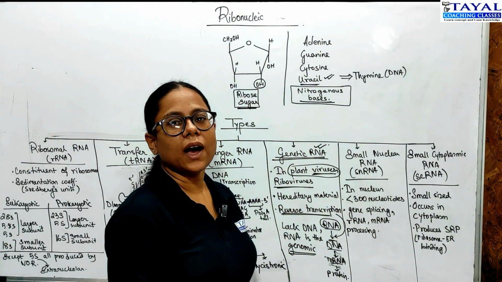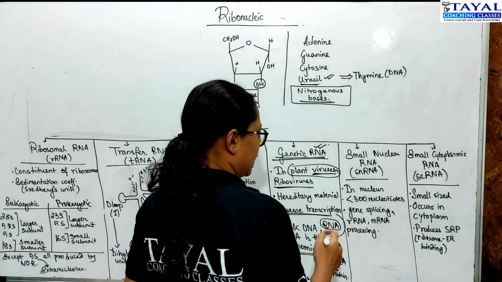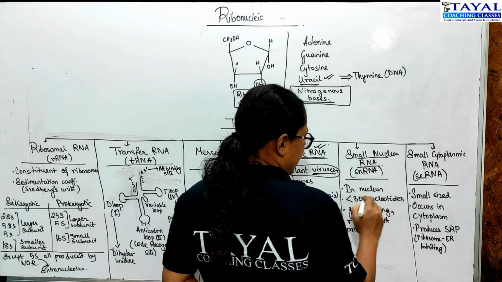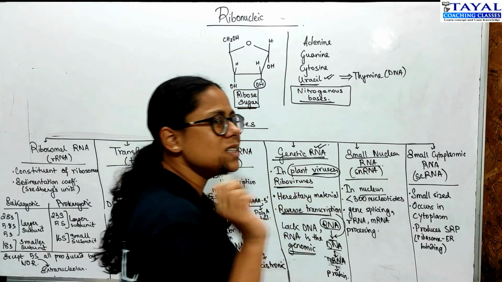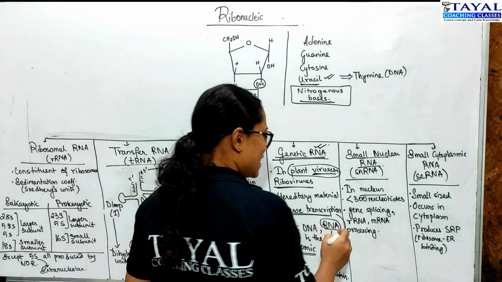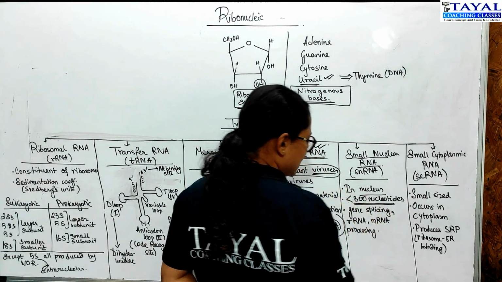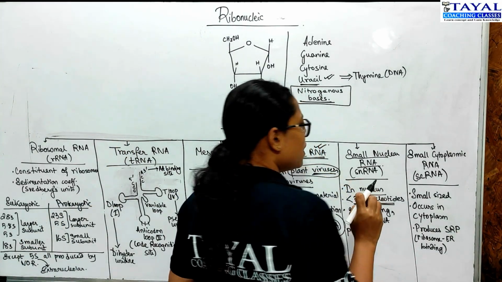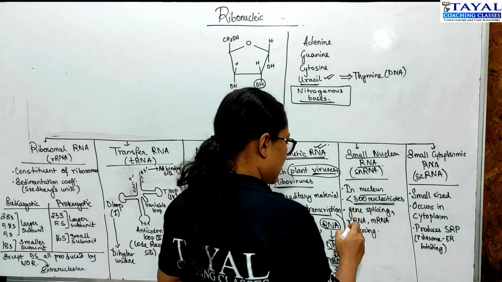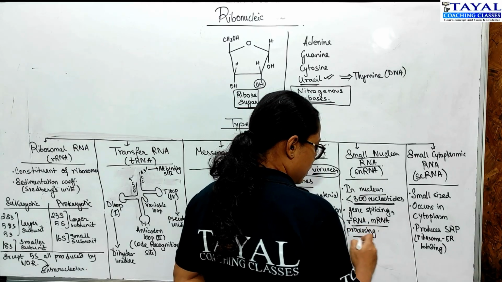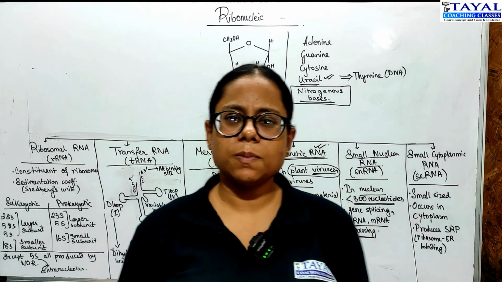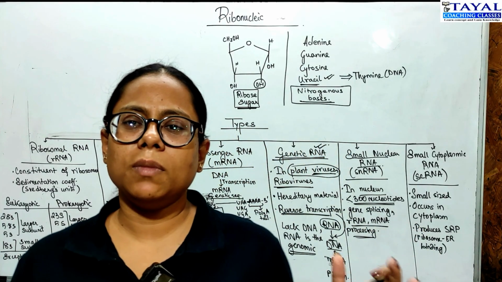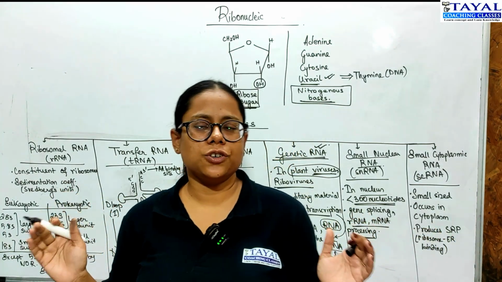Now moving on, you have small nuclear RNA. Small nuclear RNA is found in the nucleus and it's called small because it is less than 300 nucleotides in length. Okay? And it is very useful in functions like rRNA and mRNA processing as well as gene splicing. So what is gene splicing? When we make our mRNA, it is not a mature mRNA, right?